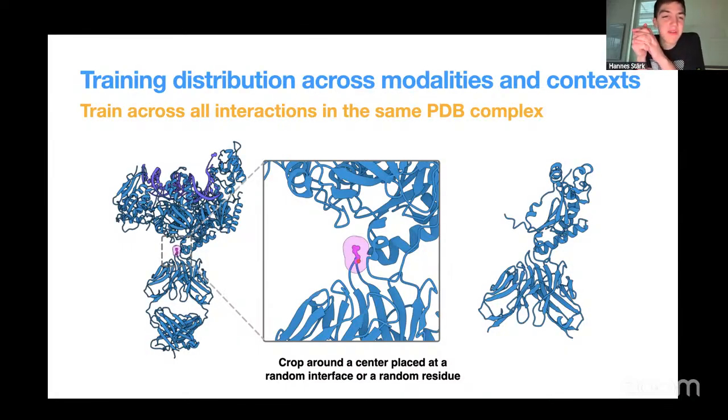So we would have this complex here on the left from the PDB, for example, and then we take a crop, and the crop is random and of a random size. It is also random in the sense that it is centered around a residue that is picked randomly. And then we have this substructure that we see on the right here.